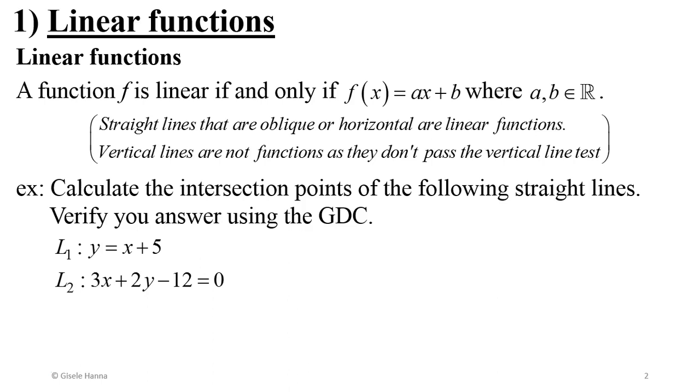Now, if we move to this example, there are a lot of examples and exercises in the book regarding writing equations of straight lines given a point and a slope, or given 2 points. Now, these are exercises that have been covered in previous years, so we're not going to go through them in detail here. I'm going to jump immediately to first calculating the intersection of straight lines using the GDC, and in the next example using word problems on straight lines, or on linear functions.